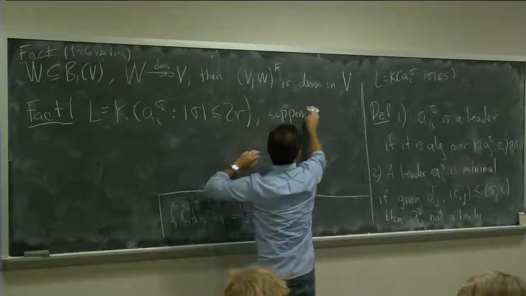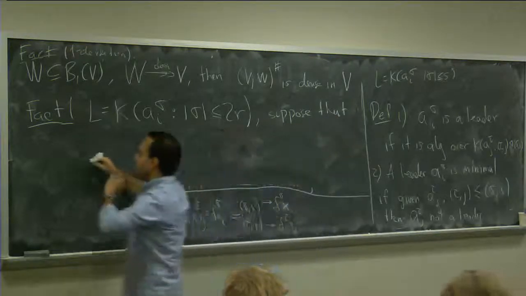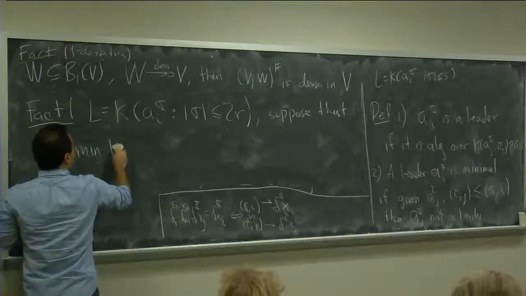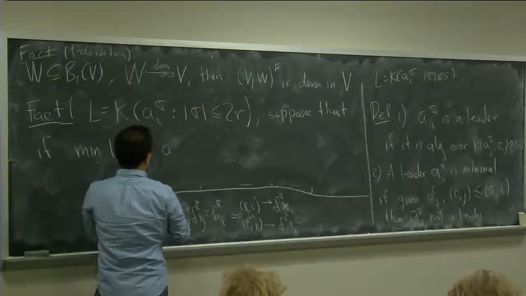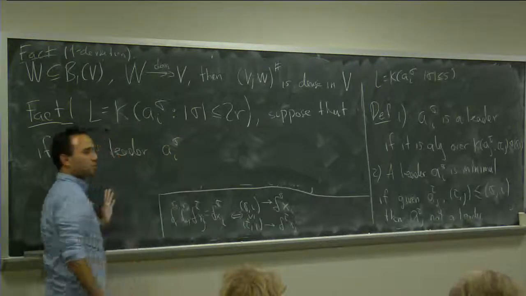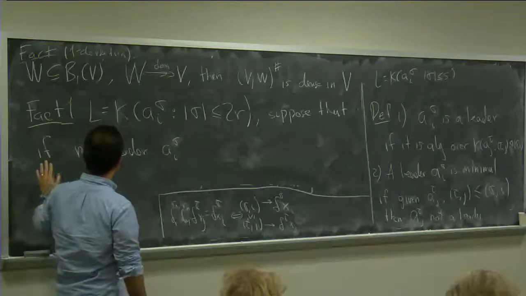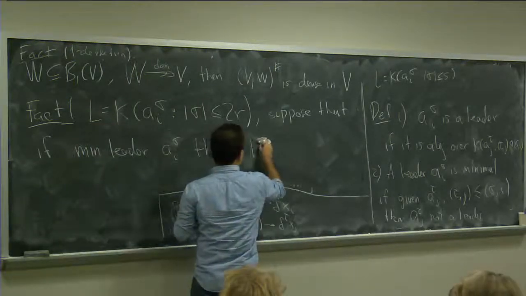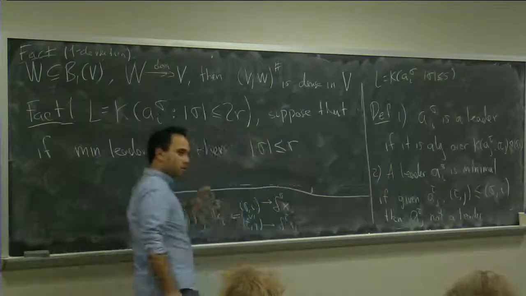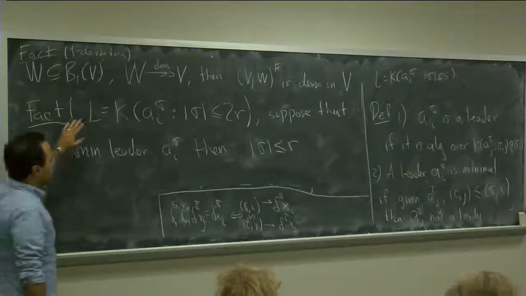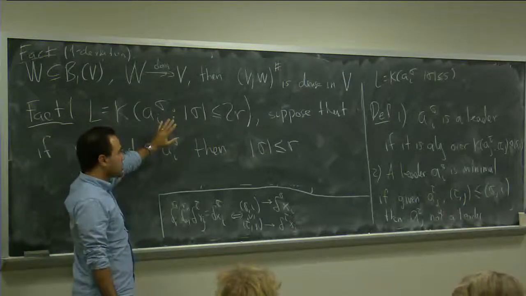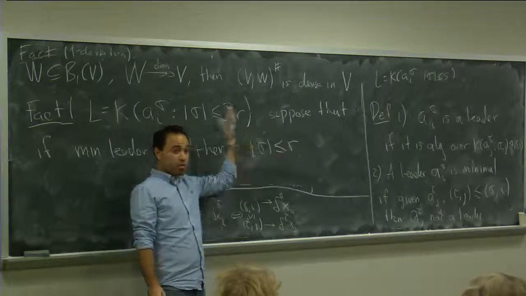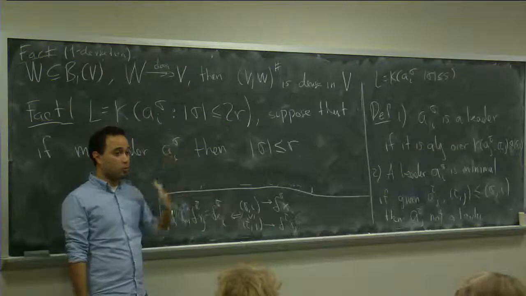Suppose I have some minimal leader. Suppose that if I have a minimal leader, then the order of sigma is less than or equal to R. So assume the following condition. I'm having this field extension such that whenever I have a minimal leader, it appears of order less than R. So in the first half of this tube.